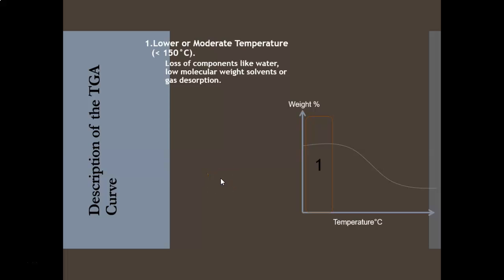We proceed with the description of the TGA curve. At the first phase, which is the low or moderate temperature, less than 150 degrees C, we can determine that in this range it is loss of components like water, low molecular weight solvents, or gas desorption process.